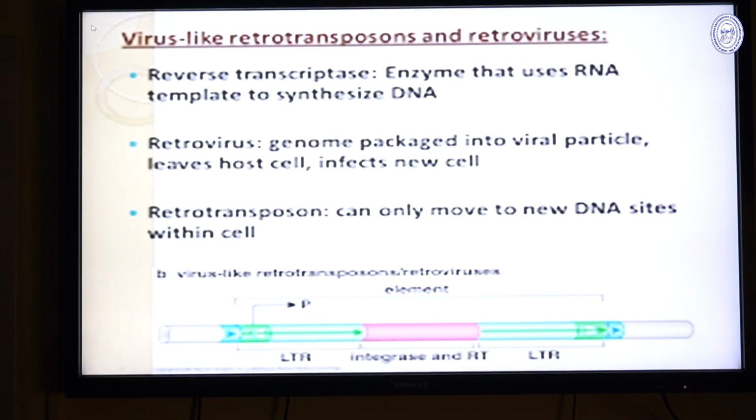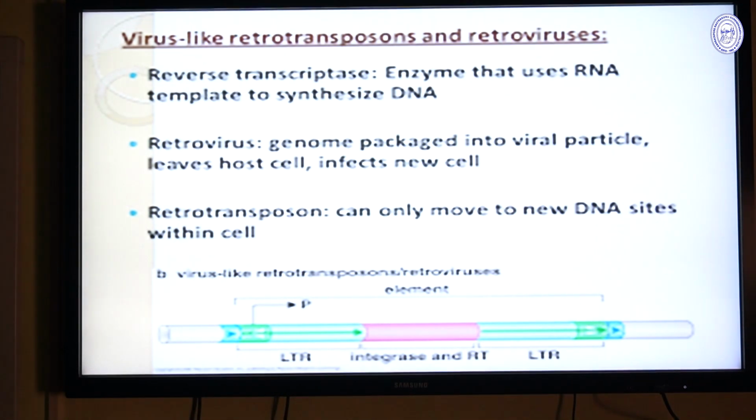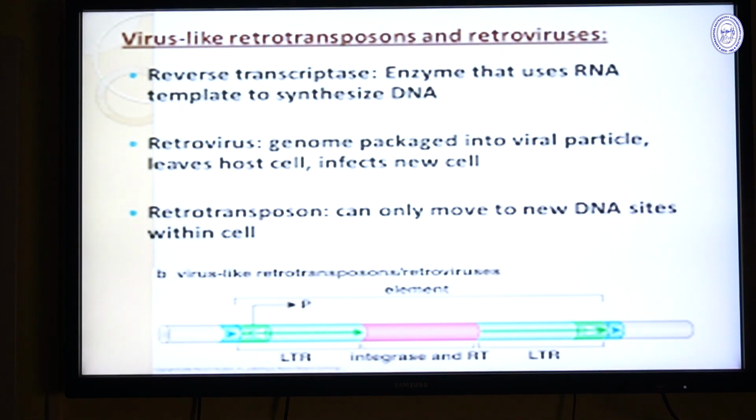Now, coming directly to the virus-like retrotransposons and the retrovirus. What do they have? They have the reverse transcriptase. This enzyme uses the RNA template, so without the RNA template it will not come into action. Wherever there are RNA templates, these reverse transcriptase enzymes help to convert the RNA into a cDNA, or complementary DNA.